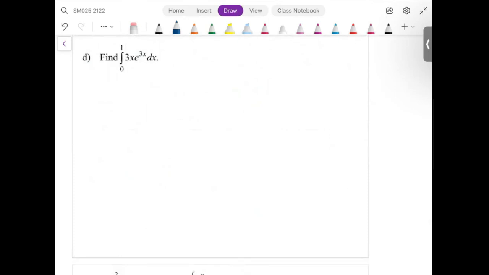Next one. Next one, question D. We have to find the integral from 0 up to 1, 3x times exponent to the power of 3x dx. Okay, so for this question, if you try to use substitution, you cannot change everything in term of u. Awak takkan berjaya tukar semua dalam sebutan u. Dia ada masalah kat situ. Saya tak tunjuk lah, but then you can try.